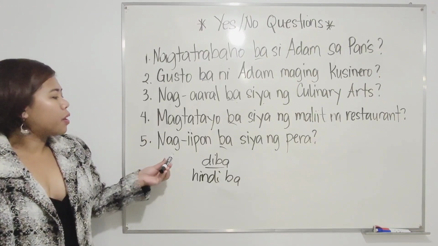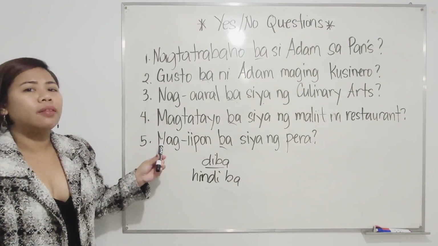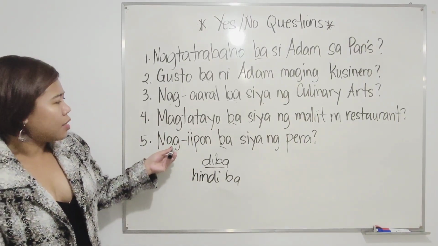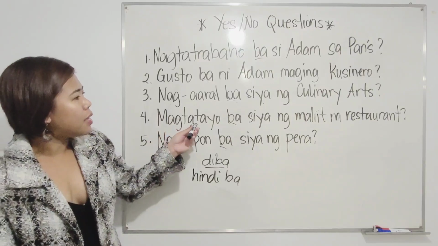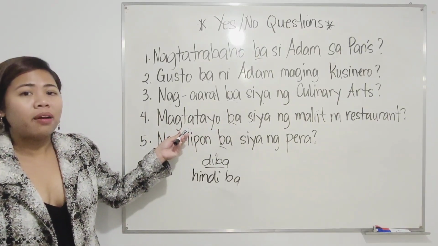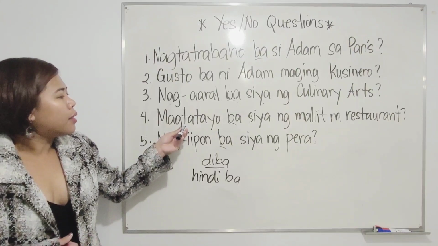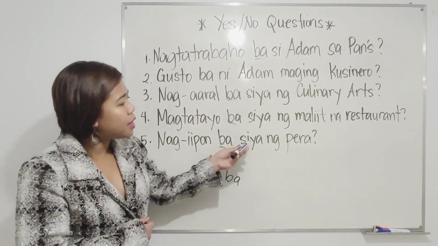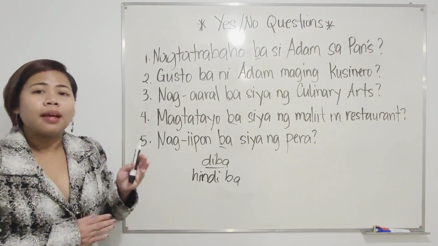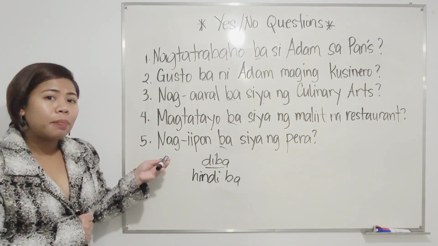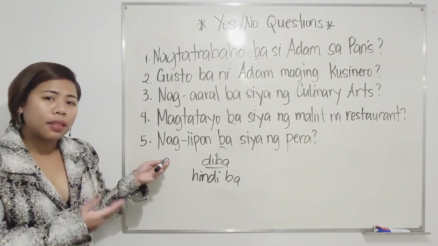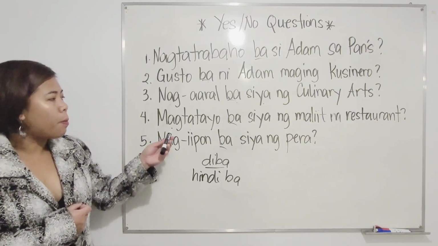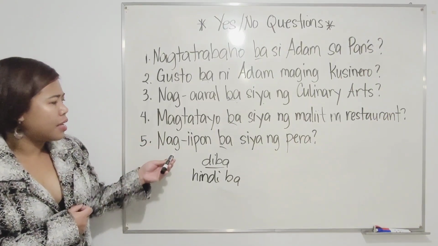It is very important as well that you look at the tense of the verb, even if it's just asking questions, because it could be tricky. This one, magtatayo ba siya ng maliit na restaurant? We said yes, because in the paragraph, it was a plan, right? So, the verb is in the future tense, magtatayo. But this one, nag-iipon ba siya ng pera? What was the verb tense in the paragraph that I gave you? Is it in the present tense? Is he currently saving money, or was it mag-iipon in the future? So, magtatayo, mag-iipon.